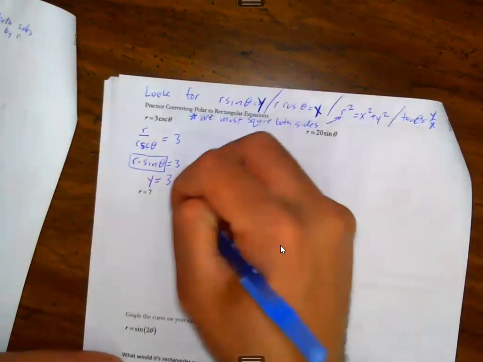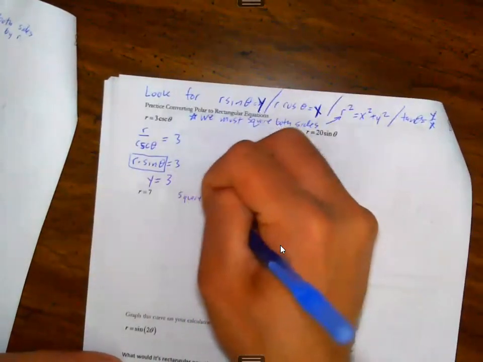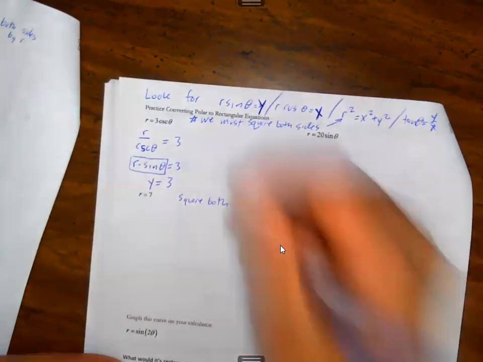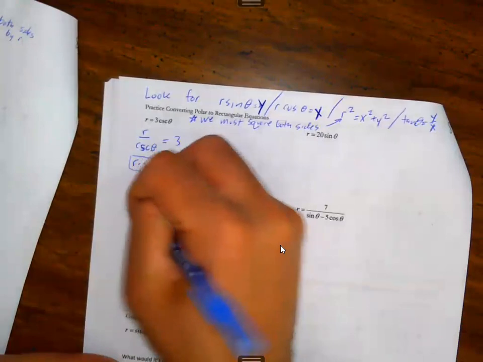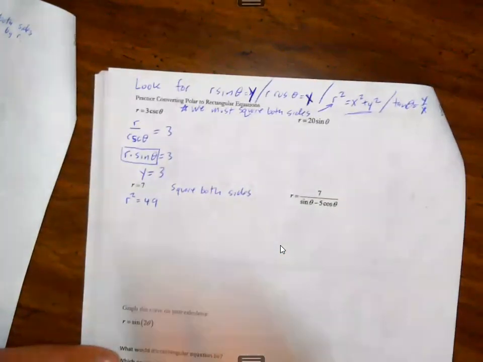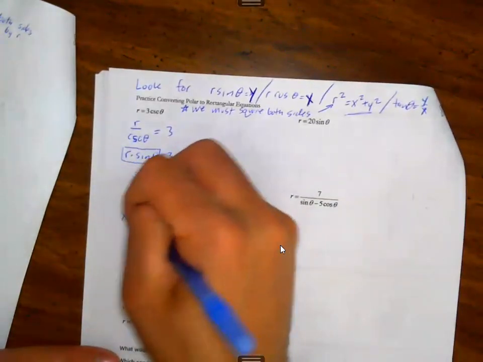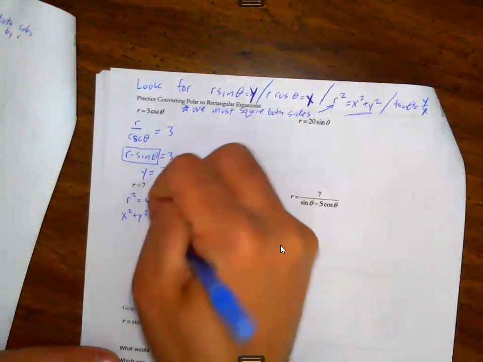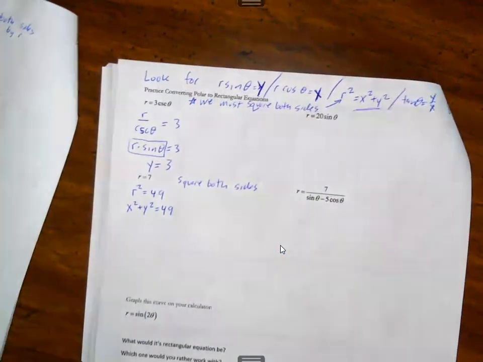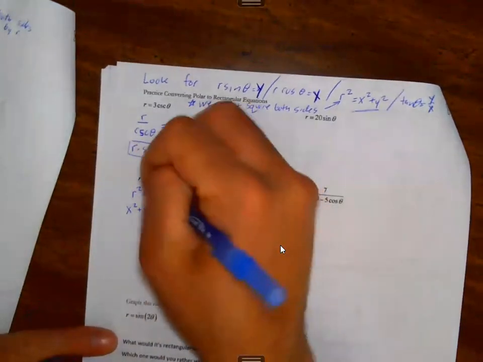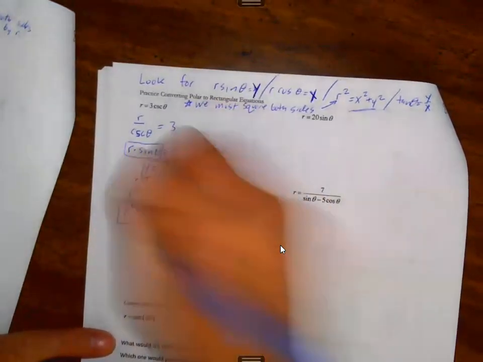So what we could do is square both sides. When you need an r squared and you only have an r, square both sides. Now we have r squared is equal to 49. And now we could replace r squared with x squared plus y squared. So we get x squared plus y squared equals 49. And now that's our rectangular equation.